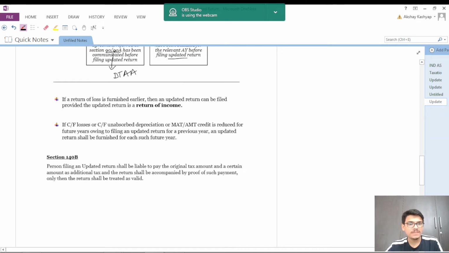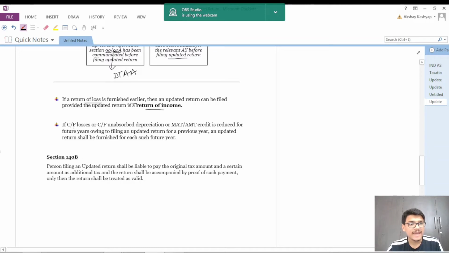Now there are two specific points that have been provided in the Act. If a return of loss was furnished earlier, then an updated return can be filed provided the updated return is a return of income. So if you have filed a return of loss earlier and now you want to file an updated return, you can file it provided that the updated return is a return of income and not a return of loss.